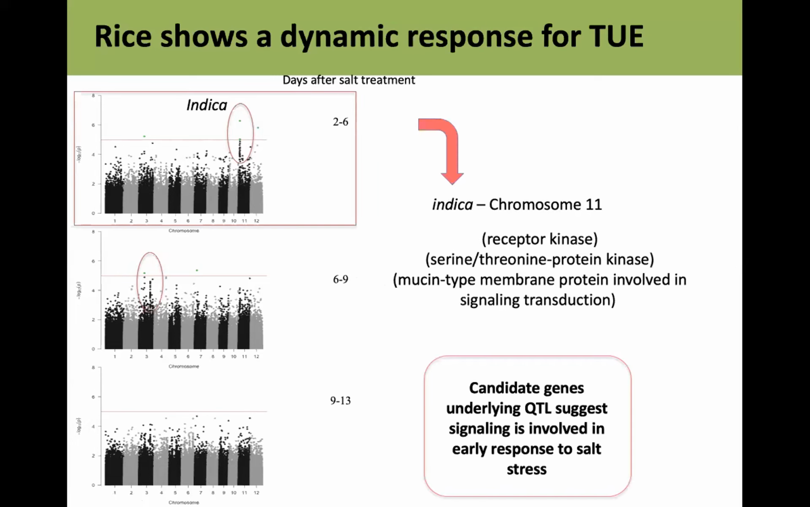And then when looking in depth at the SNPs and trying to narrow down candidate genes, our results showed that the candidate genes found in the early intervals are mainly encoding for signaling proteins, further supporting the hypothesis that the early response to salt stress, which is the osmotic phase, could be related to signaling mechanisms.